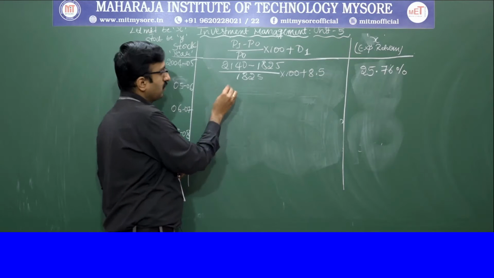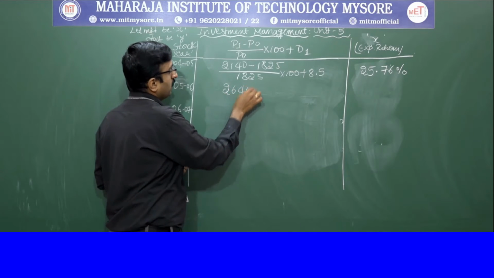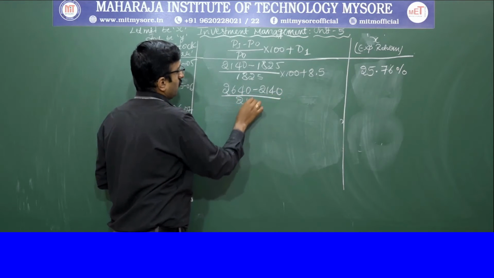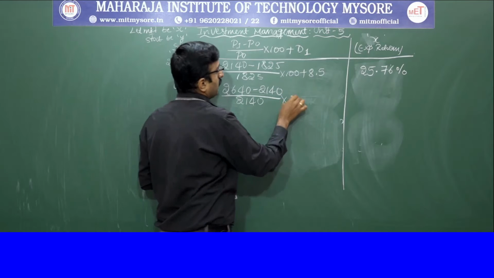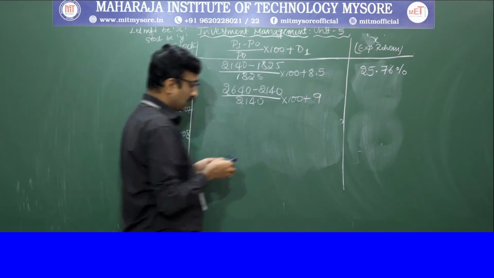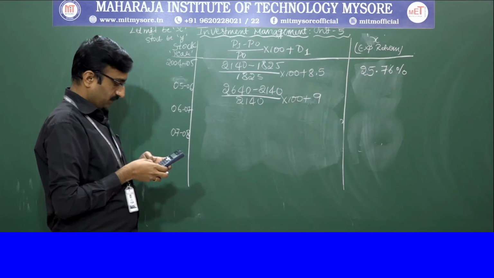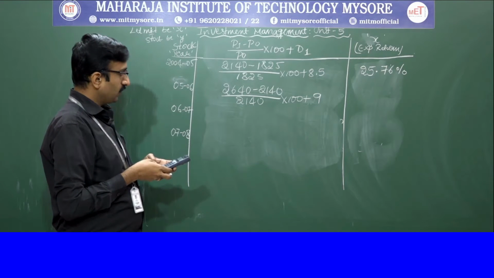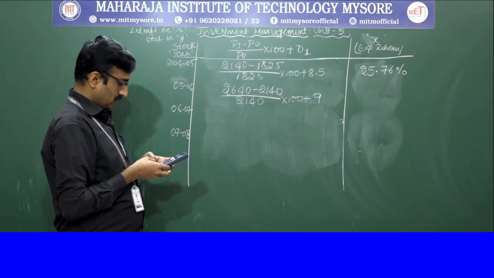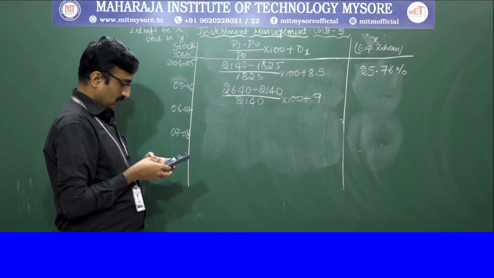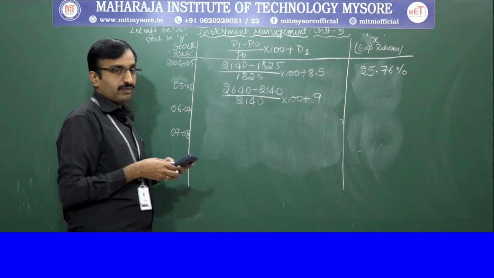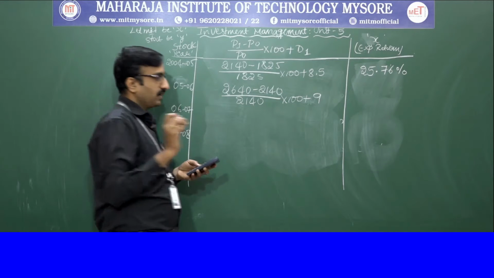Next, moving on to the second year. So how much we have? We have (2640 minus 2140) divided by 2140 into 100 plus current year dividend. Current year dividend is 9. Do the calculation of that. So you will get 32.36%.